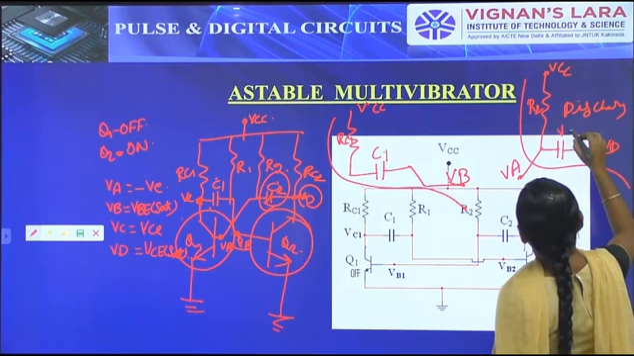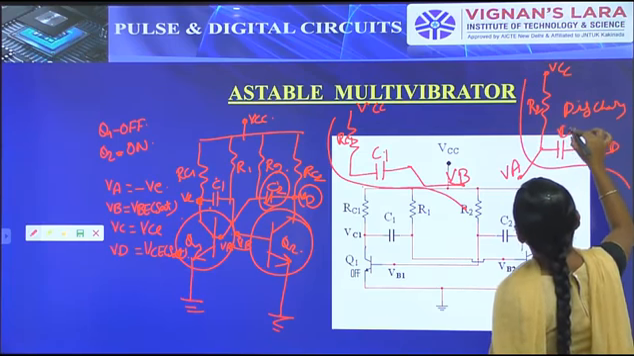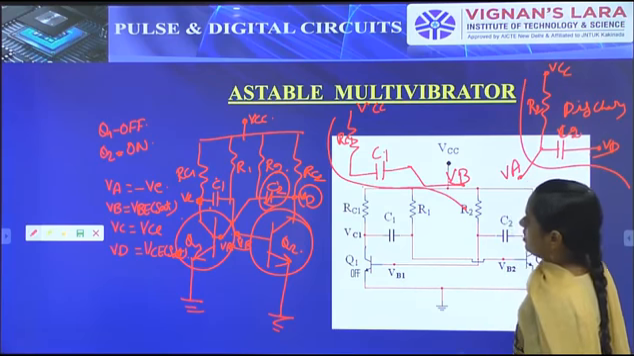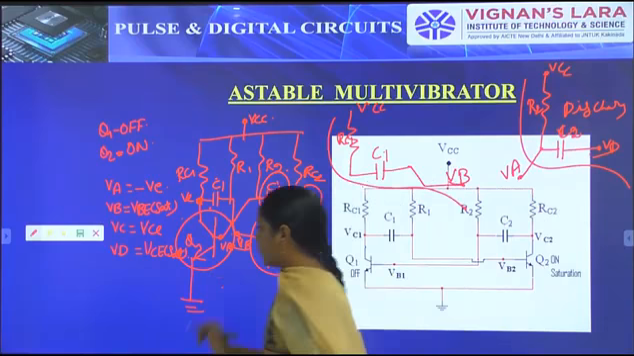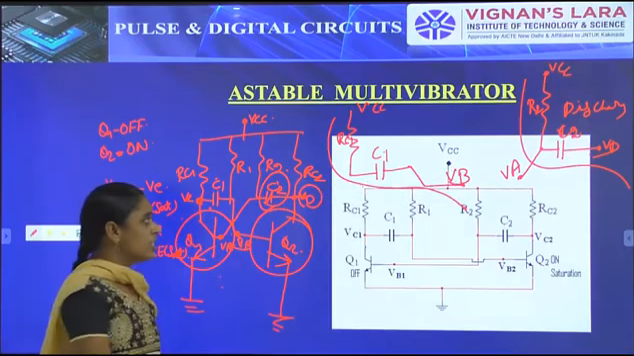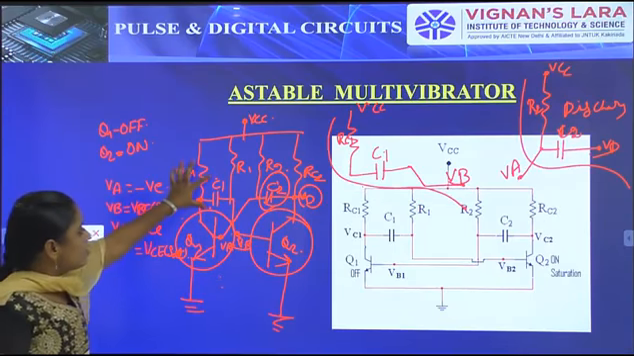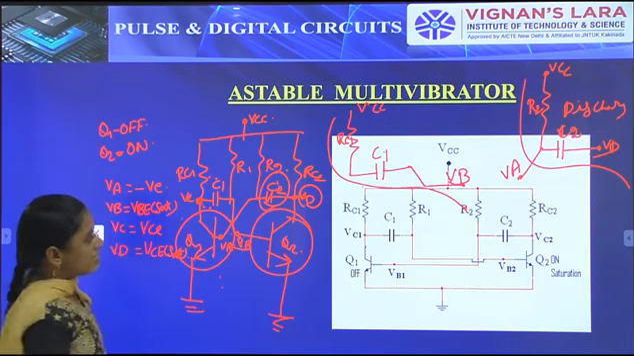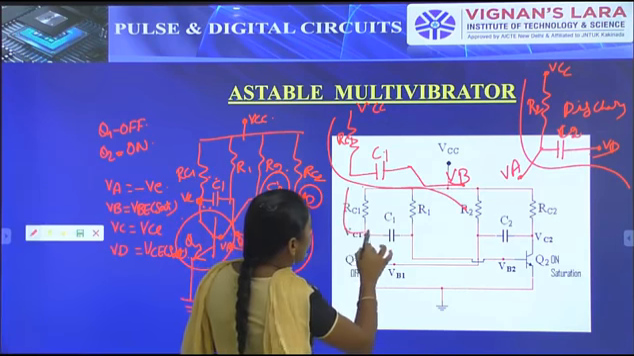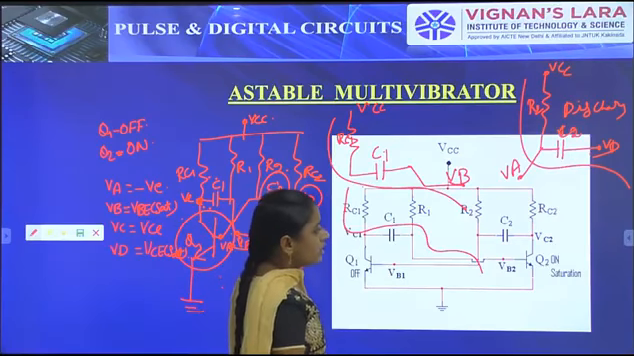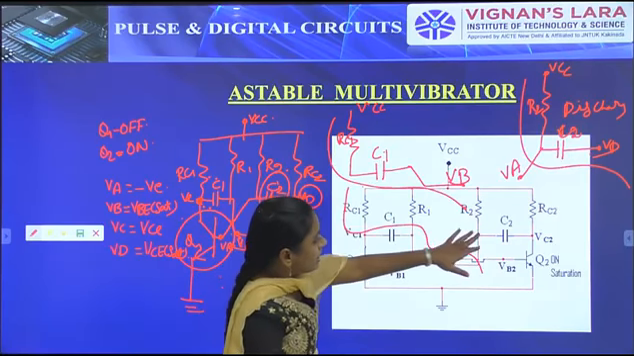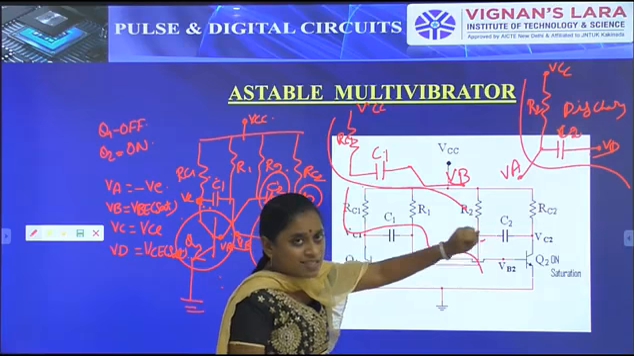So this one will be C2 and this one will be C1. That is when transistor Q1 goes to off condition and Q2 goes to on condition, in this particular time the capacitor C1 starts charging. The charging path will be like this through RC1 and like this up to VBE sat. And at the same time, the capacitor C2 starts discharging.